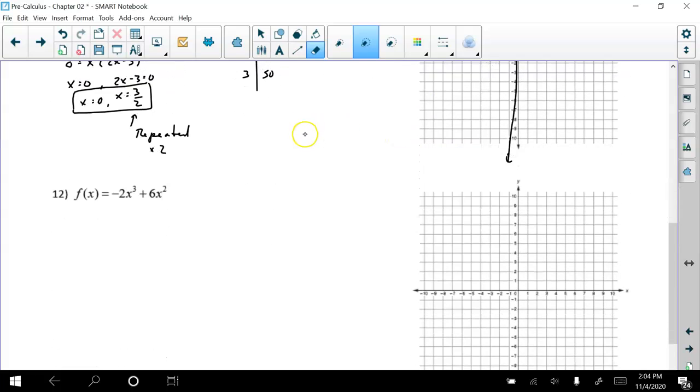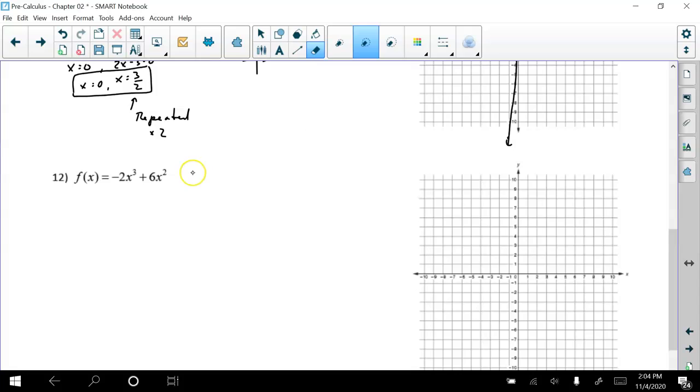So number 12, same thing. Our degree, n, is 3, which is odd. And our leading coefficient is a -2, so it's negative. So the shape of it, because the leading coefficient is negative and the degree is odd, it's going to look like this, where it's going to rise to the left this time and fall to the right.